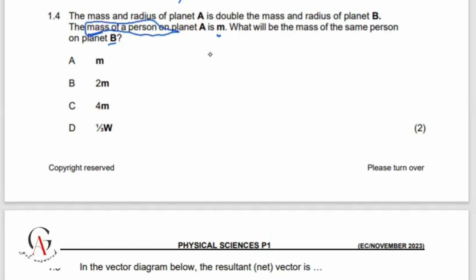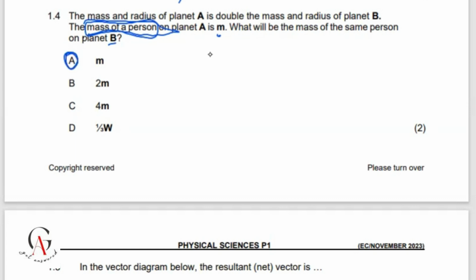Remember, mass is how much content someone has. So regardless of the planet or the place, the content is still going to be the same as long as you're still intact. So in this case, the mass, in my opinion, is going to be m. The mass is going to be m. Reason being, mass is the content that an object has.